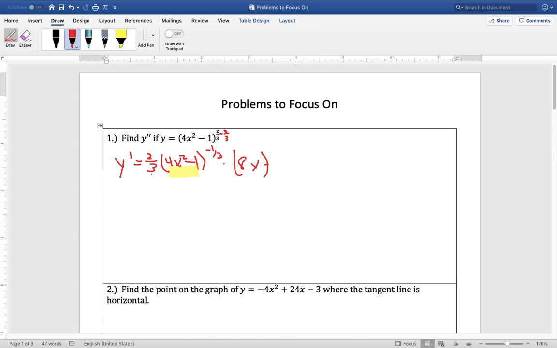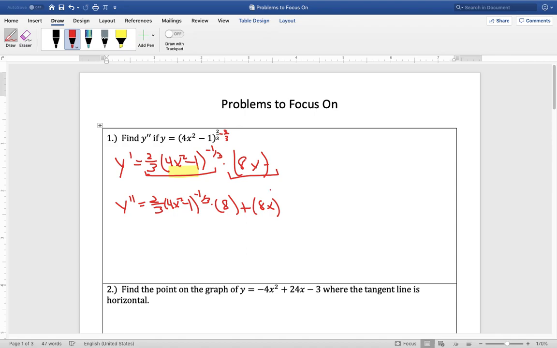What's left over is a product rule. So we have this first term right here, and this is the second term. You can leave it just as it is and do the second derivative. You don't really have to clean it up. So the first would be the 2/3 times 4x squared minus 1 to the negative 1/3 times the derivative of the second, which is 8, plus the second, 8x, times the derivative of the first, which is just another chain rule.